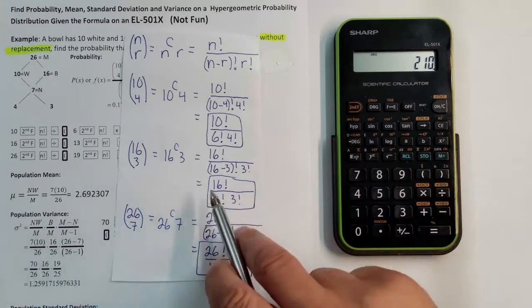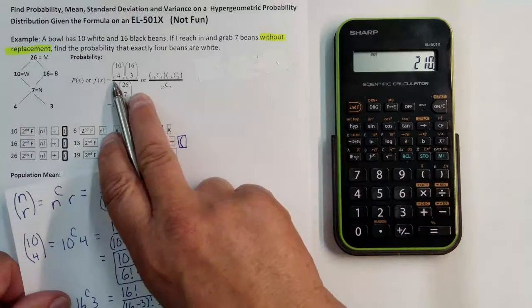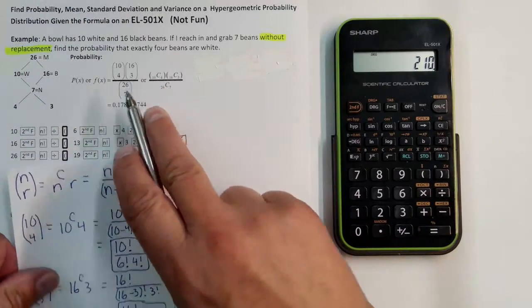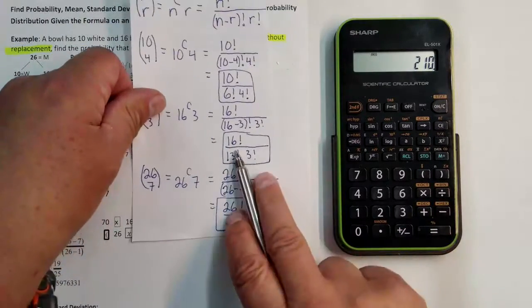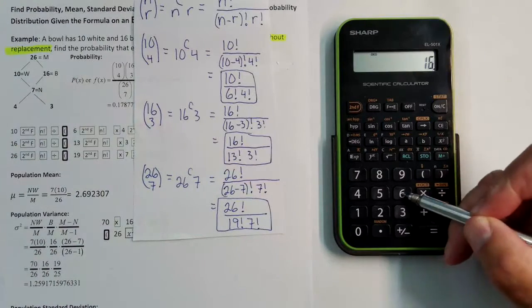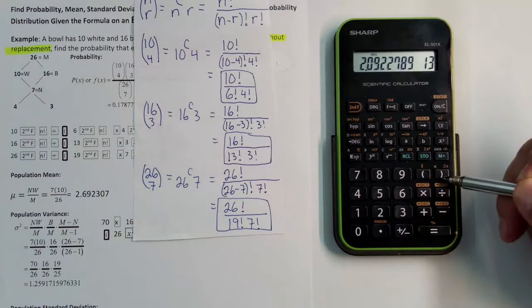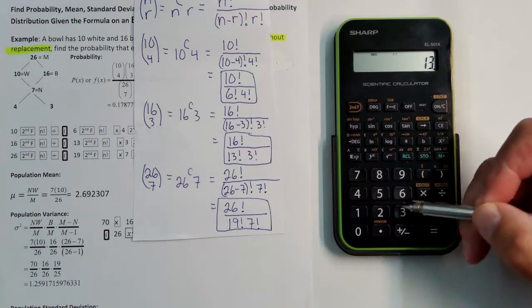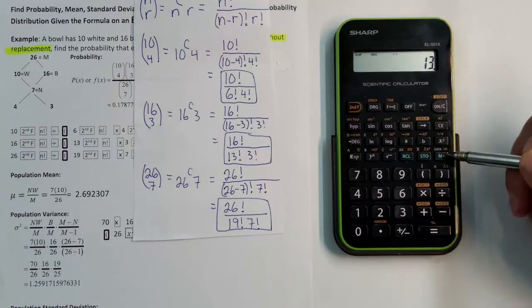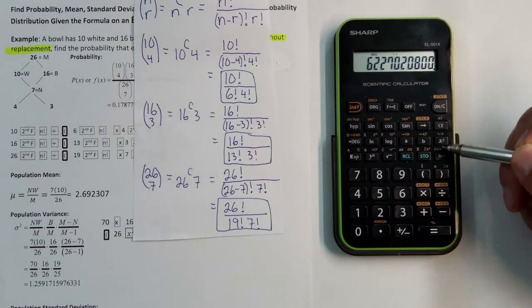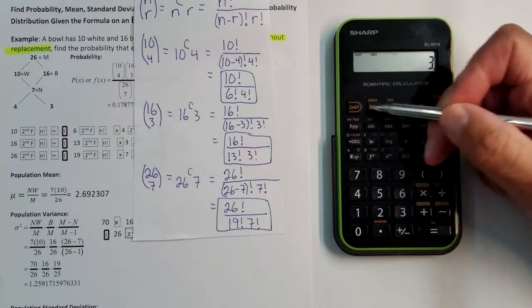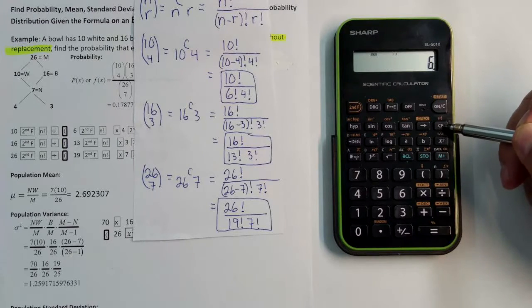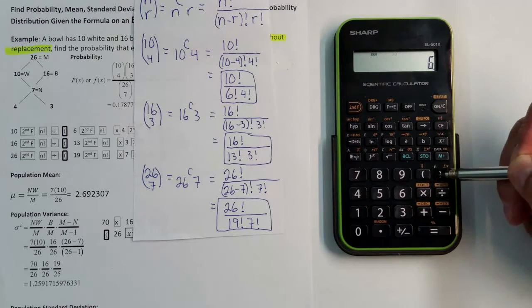Times, because we're going to be multiplying this times 16 choose 3, 16 second factorial divided by open parentheses, 13 second factorial times 3 second factorial, close parentheses.